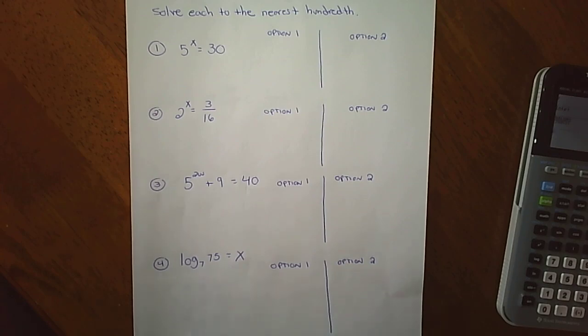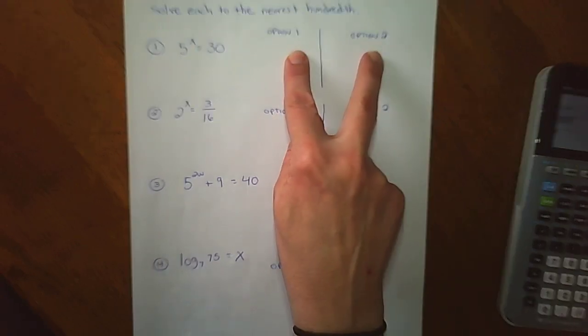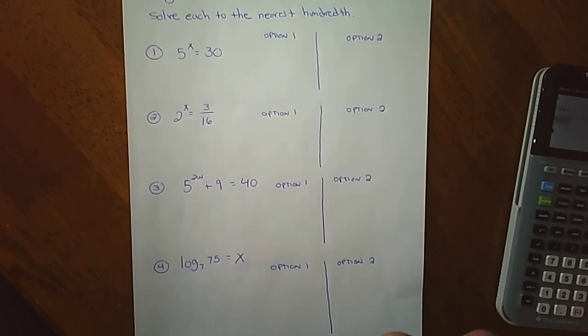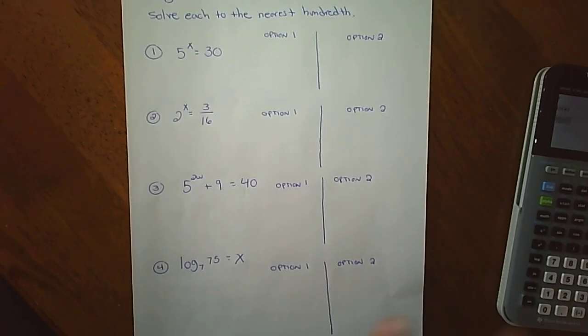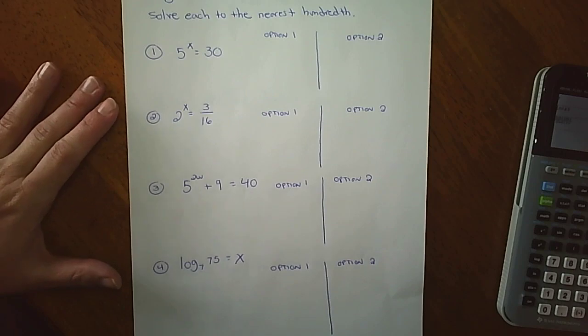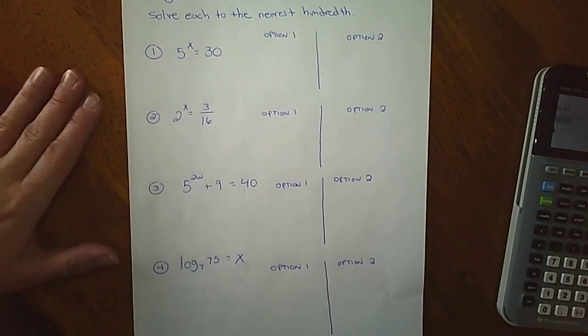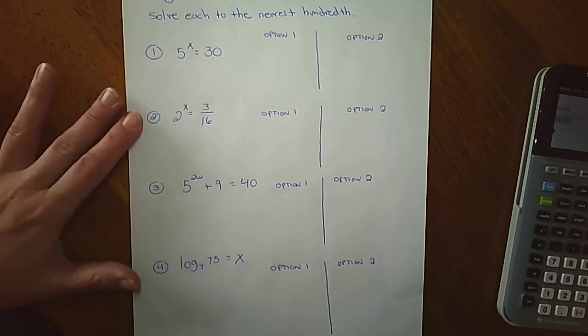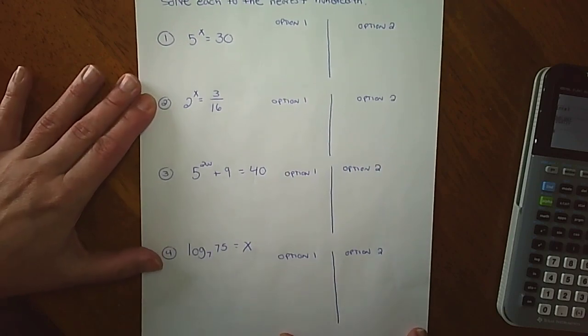So what I would do is pause me, try these, and see how you do. And then turn me back on. Option 1 and option 2 means the two different ways of getting the answers. So pause me, give it a try, and see how you do. Okay, so I hope you paused me. And let's take a look at this.